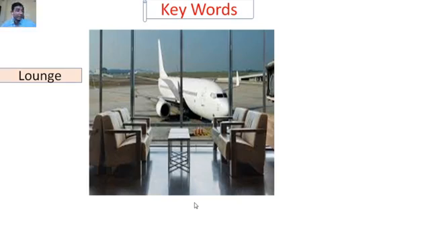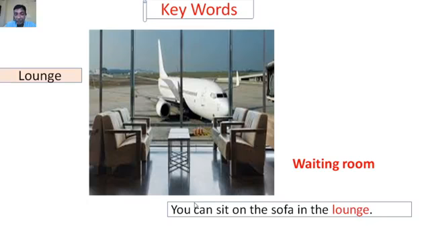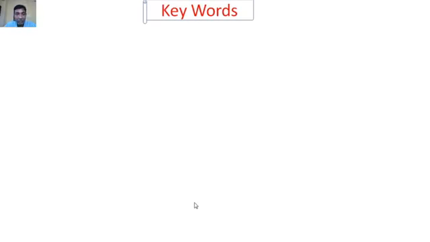So can you say what is the meaning of lounge? What is another meaning of lounge? Yes, waiting room. So we can write a sentence using the word. You can sit on the sofa in the lounge.